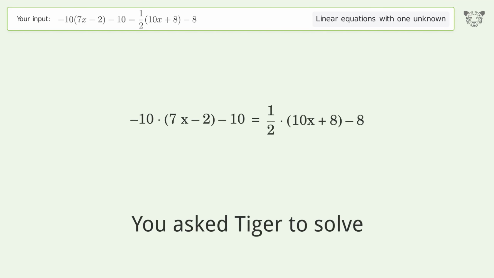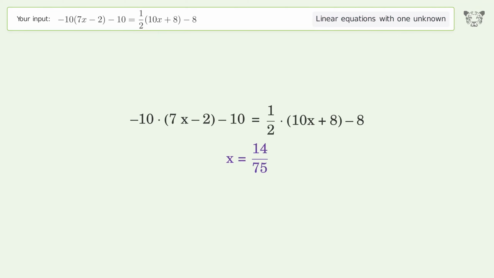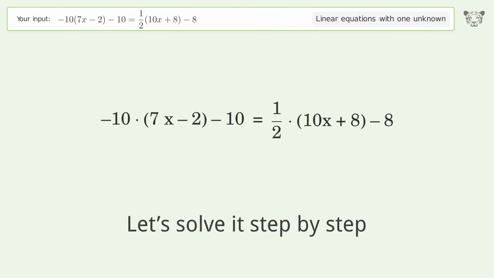You ask Tiger to solve. This deals with linear equations with one unknown. The final result is x equals 14/75. Let's solve it step by step.